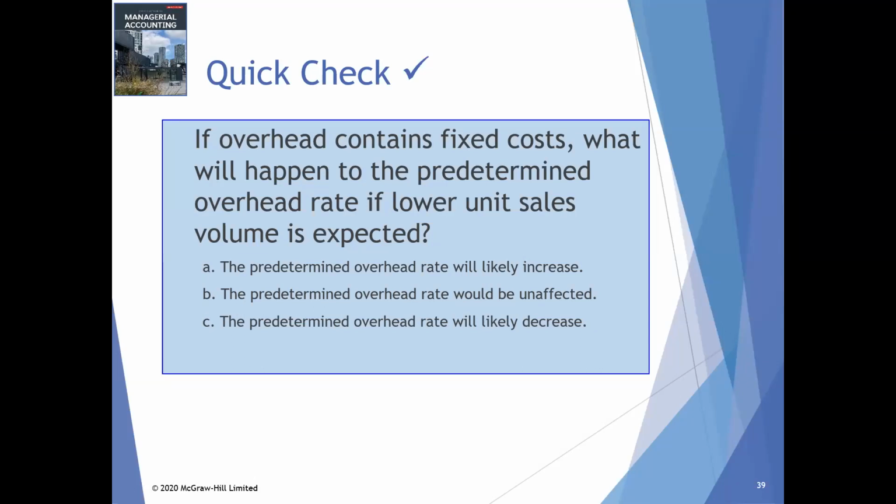Think over it. I'm just giving you 3 minutes. Time starts now, and all of you should try to solve this question. Think wisely and logically. If overhead contains a fixed cost, right? It means cost is fixed. When cost is fixed, the number of units produced goes up and down, so there will be some changes. So what will happen to the predetermined overhead rate if lower unit sale volume is expected?